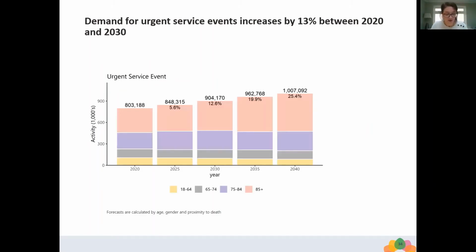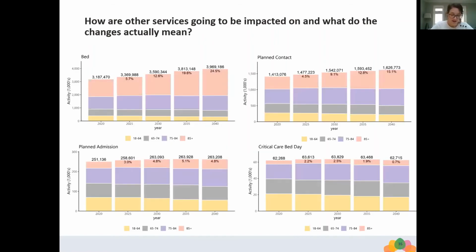So here we see future demand for urgent services at 5-year intervals and broken down by age group. You can see the older decedents, those aged 85 and over, dominate the overall volume of activity, and also drive the increases in demand for this type of activity. Just to mention as well, all the percentages are relative to 2020 on these charts. For the other types of activity, there's growth in all areas, and again, the growth comes from the very oldest.